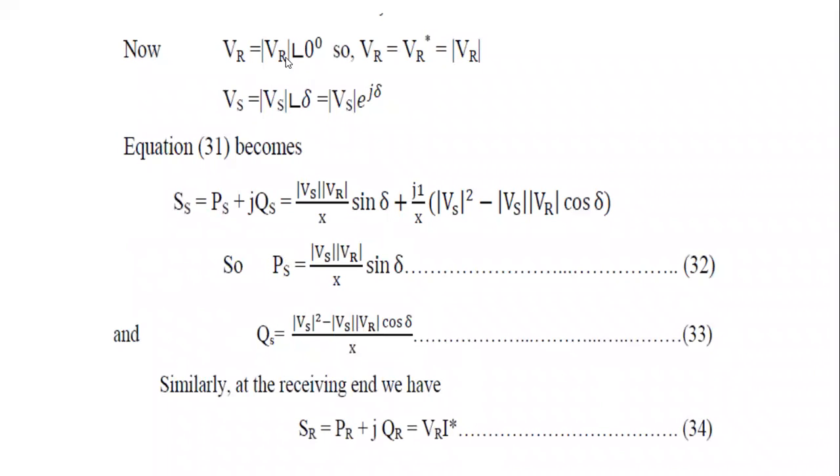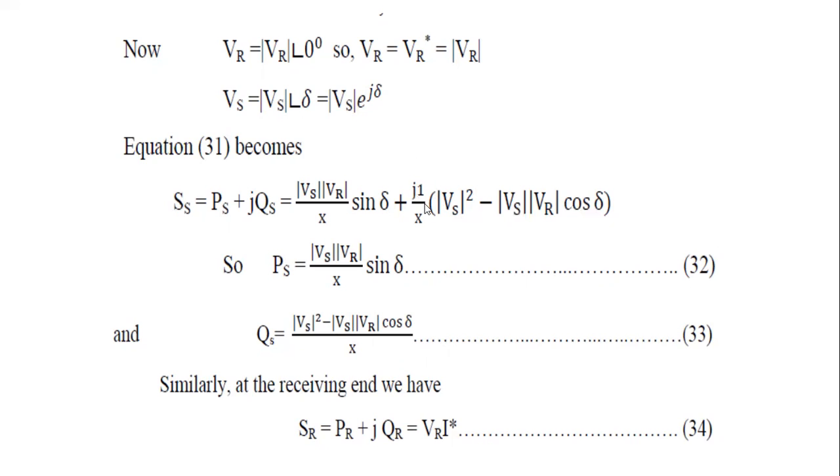Next, normally Vr is equal to Vr at an angle of 0 degrees, and Vr is equal to Vr conjugate. Vs is equal to Vs at an angle of delta degrees, which will be considered as Vs e power j delta. From the first equation, Ss is equal to Ps plus jQs, and we substitute the formula for Ps, that is Vs Vr by X sin delta, plus Qs, which is Vs square minus Vs Vr cos delta by X.